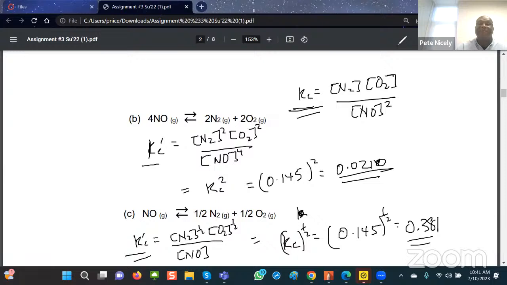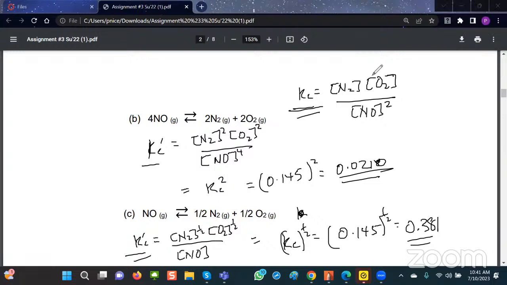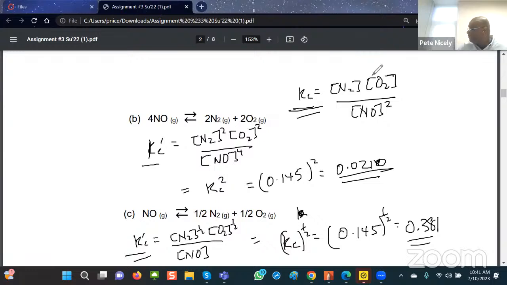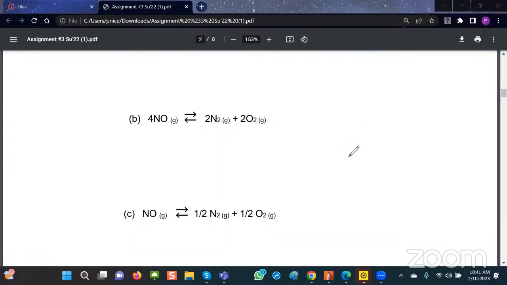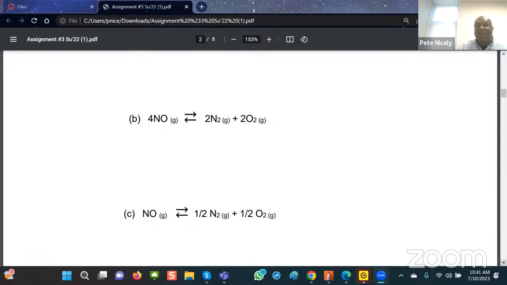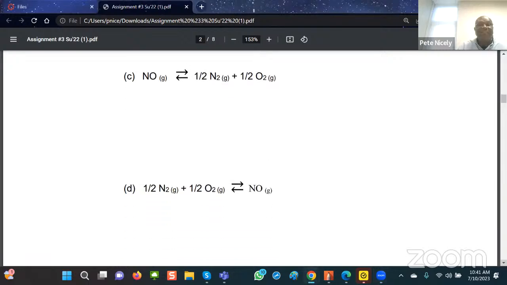There's a D part, but I want to make sure that you got this down. So let me know when it's okay to clear all this. On the B part, is that equal to 0.0210? Yes, indeed. Okay, can I clear this? Yes. Okay, so let me scroll down. And the last one is D.